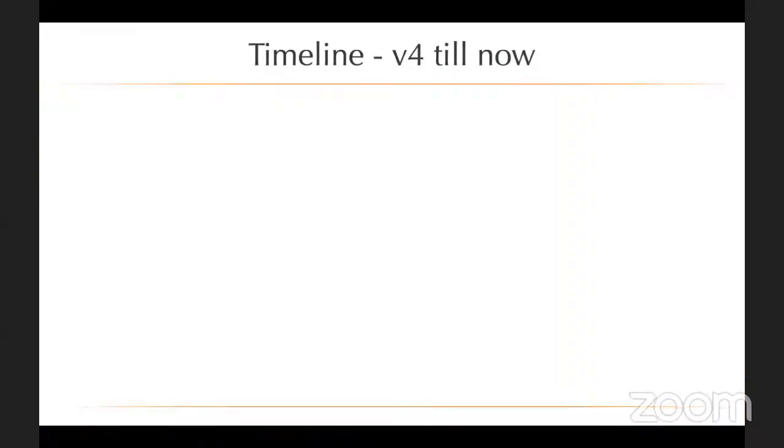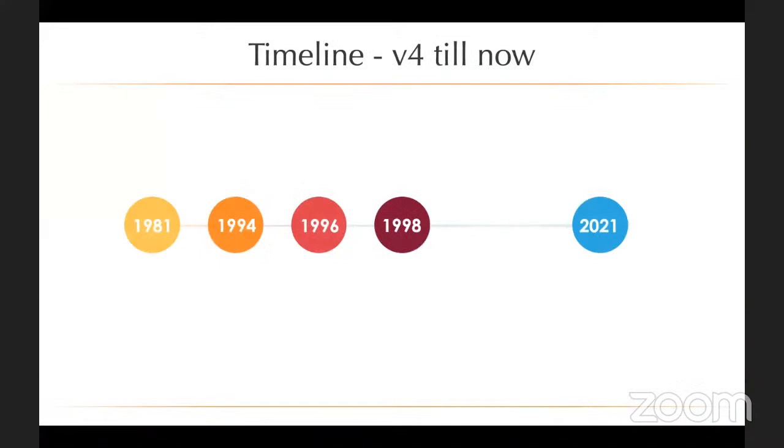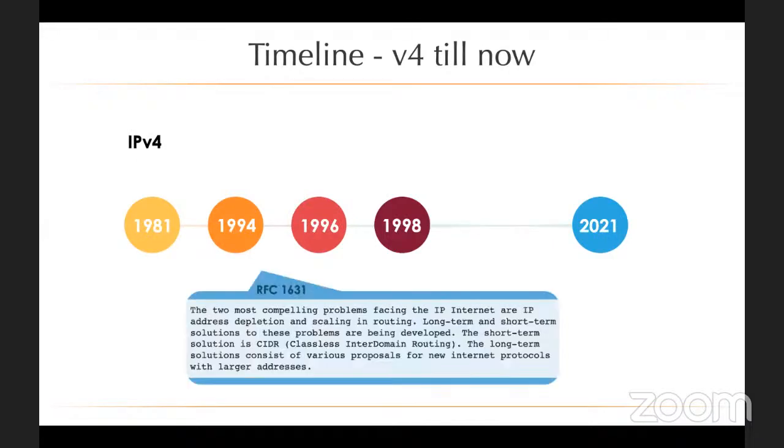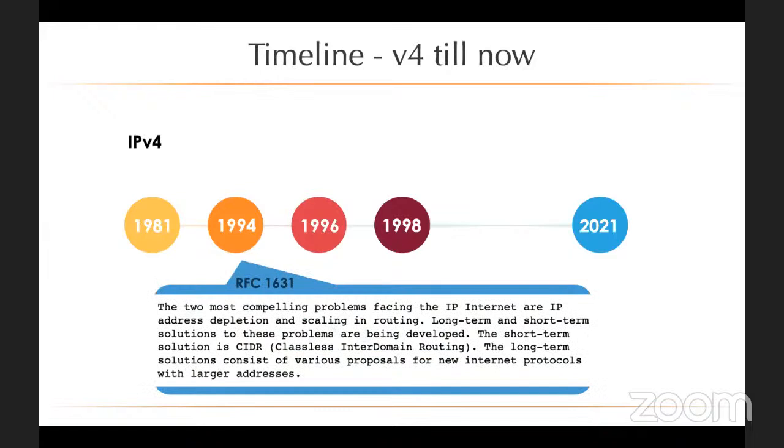So to understand where we've come from, in 1981, that's when we had IP as a protocol being designed. And then if you look at the timeline, in 1994, if you read RFC 1631, I won't read everything, just the first line. The two most compelling problems facing the IP internet are IP address depletion and scaling in routing. So remember, this is in 1994.